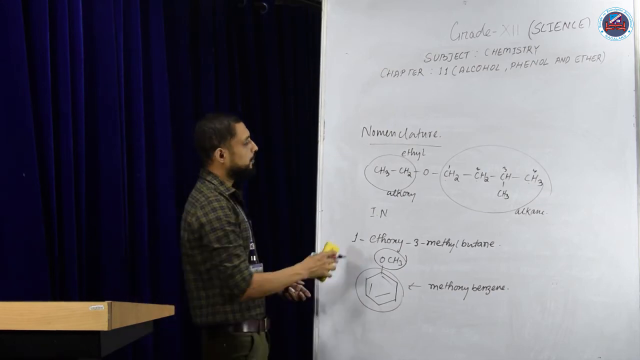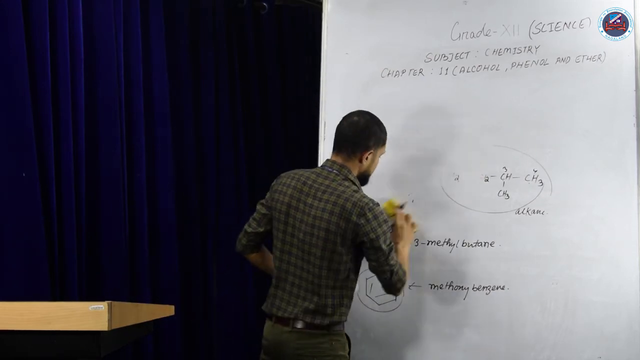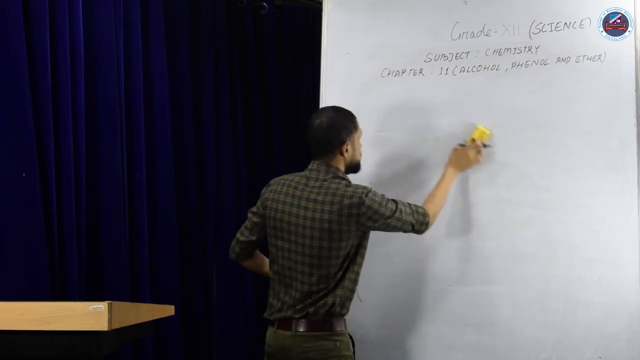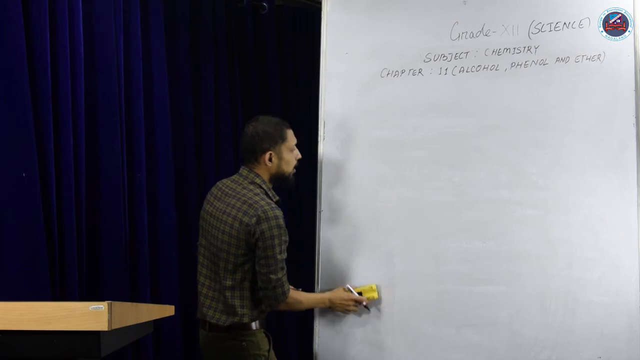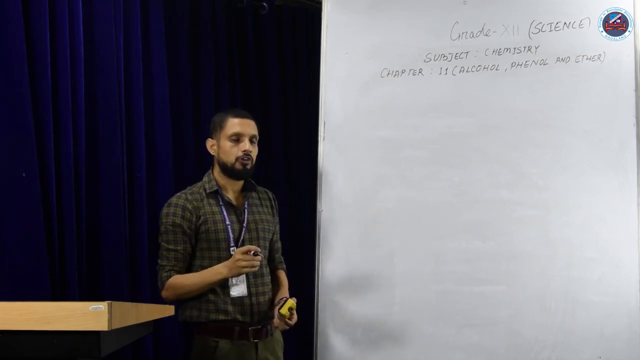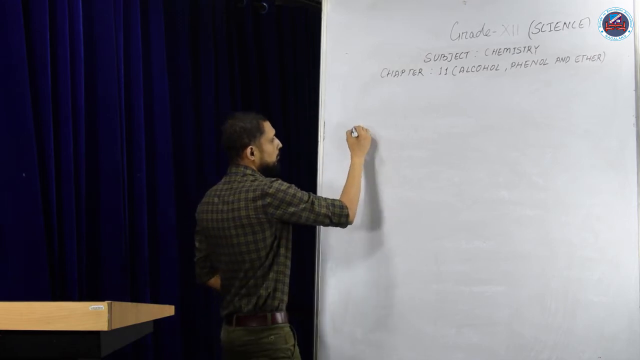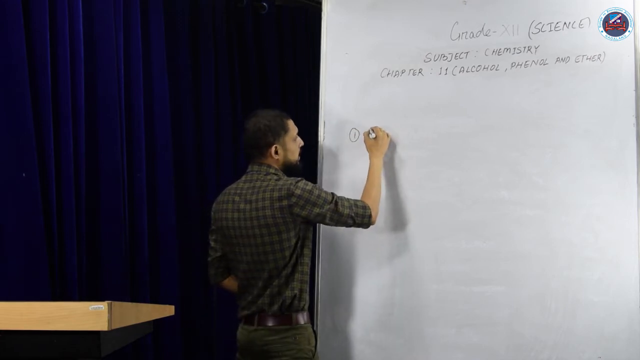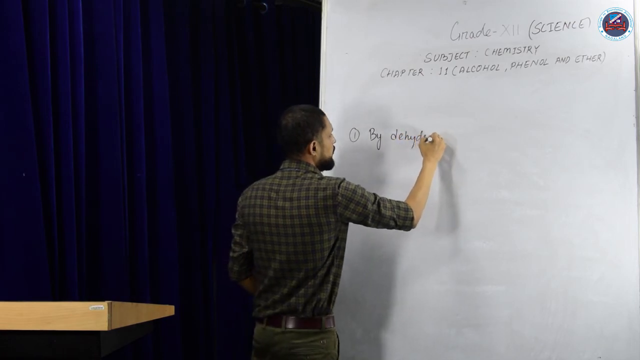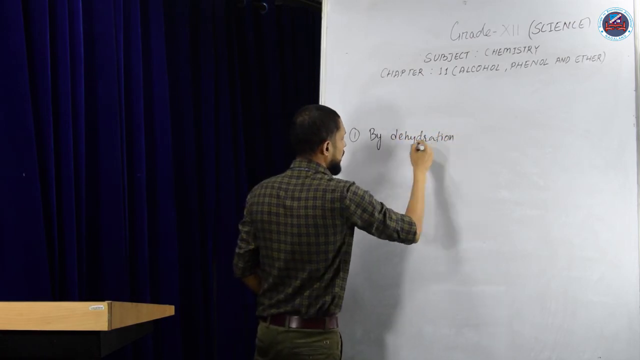Next, let us study the preparation of ether. There are two very important methods for the preparation of ether. The first method is by dehydration of alcohol.